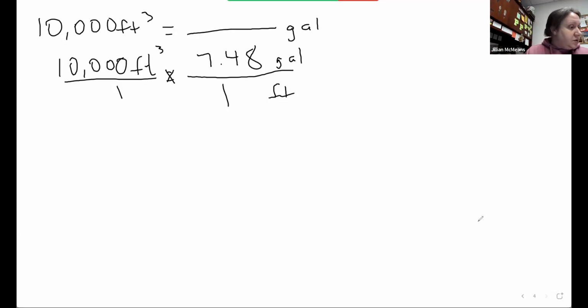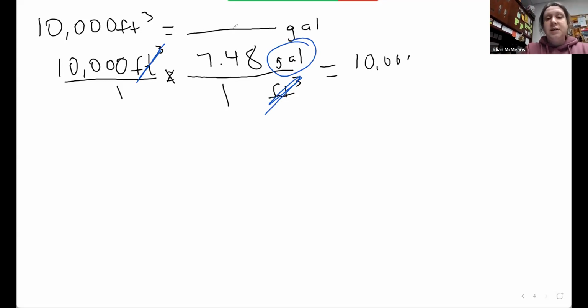All right, so let's do the conversion here. We're going to clean things up a little bit. Let me go to blue ink. So the cubic feet cancel. Gallons are left over in the numerator. Okay, we're going to clean it up. For the numerator, we get 10,000 times 7.48 gallons. The denominator is really just 1, but if you have a denominator of 1, nothing really happens when you divide by 1, so we just leave it like this.